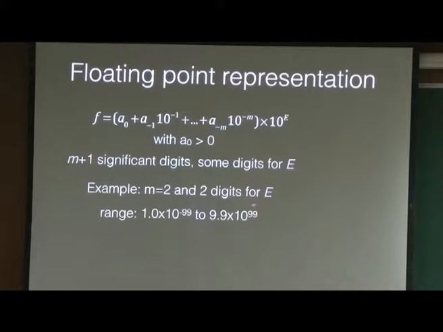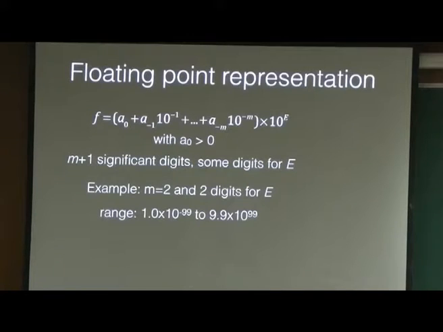Now, my E is 2 digits, meaning minus 99 to 99. The range increased from minus 2 to minus 99. Of course, my number is 1.00, so this part is 1.0 to 9.9. This is obvious.